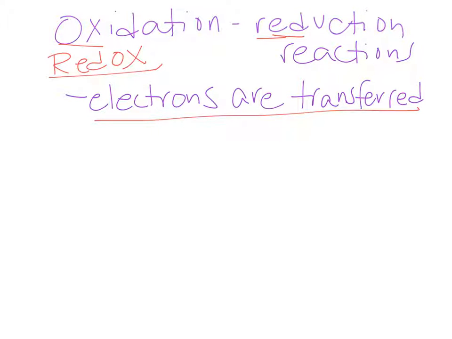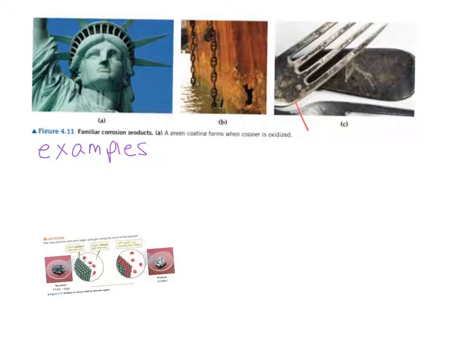But redox reactions are very important in biology and geology. They're the reason we have batteries. They're the reasons we have fuel cells, and we're going to work more with batteries later on in the year. An example of a redox reaction is the corrosion of a metal.